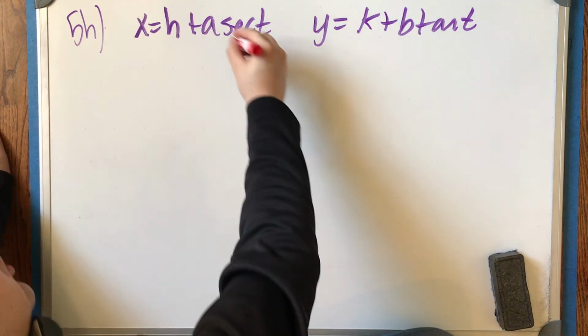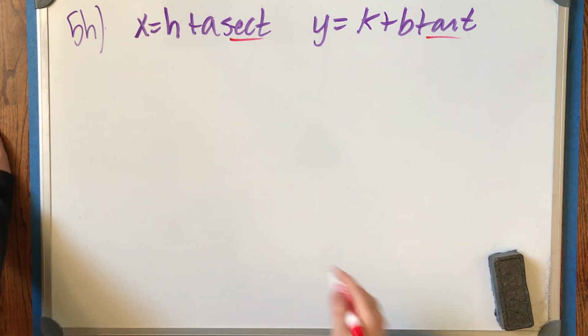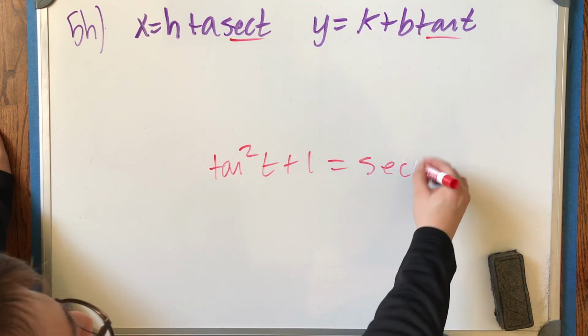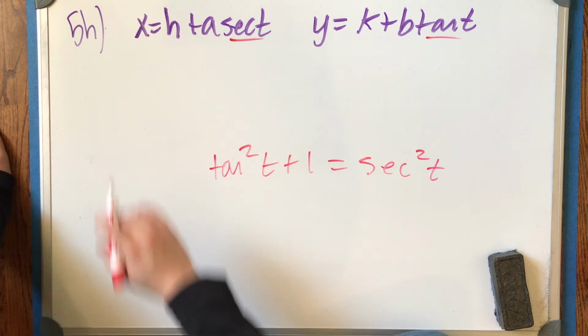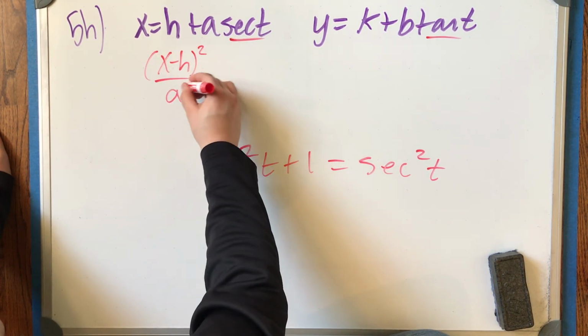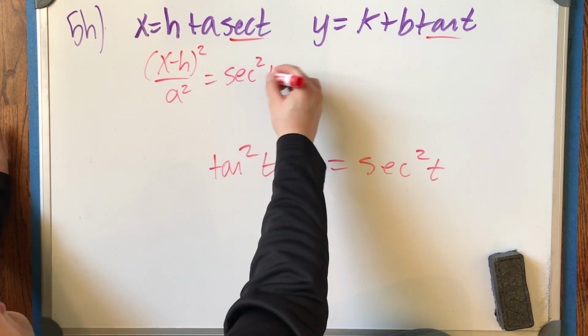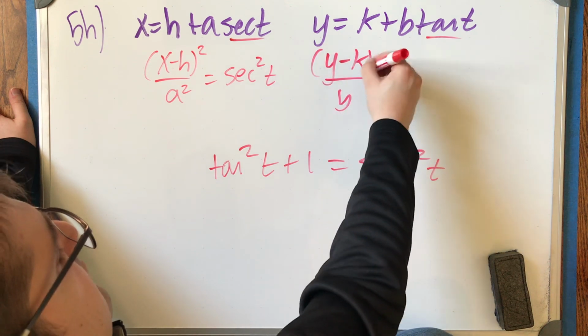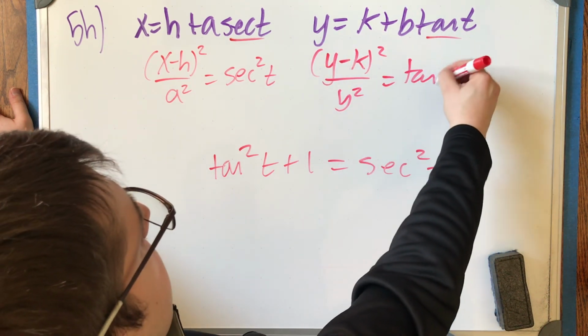Last one, 5h. We got secant and we got tan, so we're probably going to be using tangent squared plus 1 equals secant squared. So let's just isolate them. Subtract the h, divide by a. We're going to square everything. You getting the pattern yet? This is like the 4th time I'm doing this in a row. So y minus k over b. Square everything, square everything. That equals tan squared.